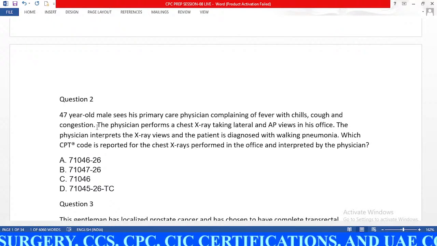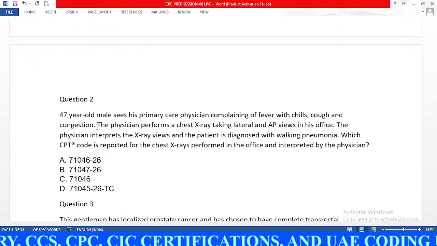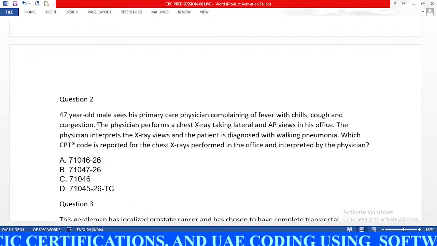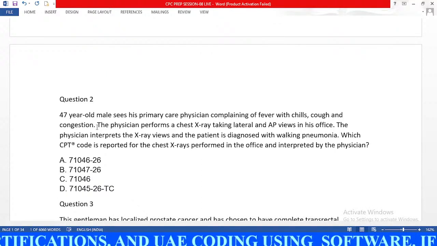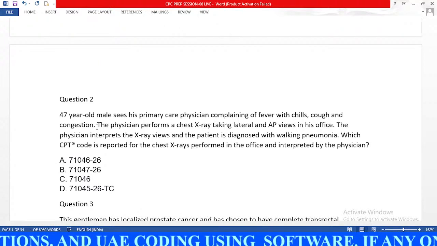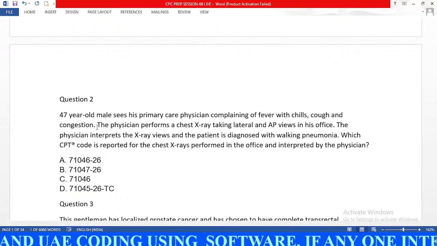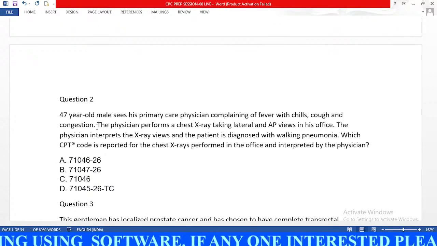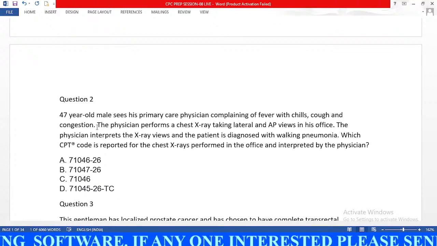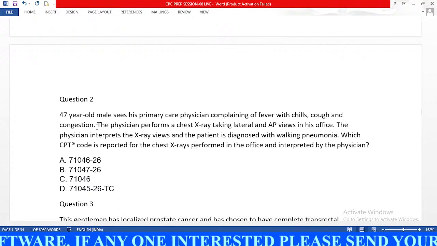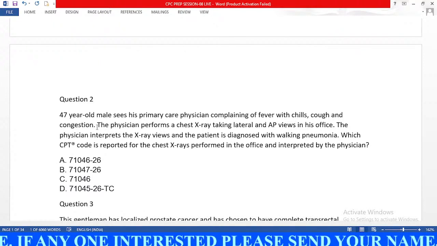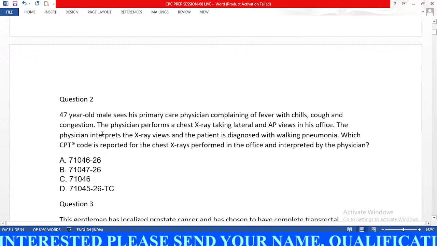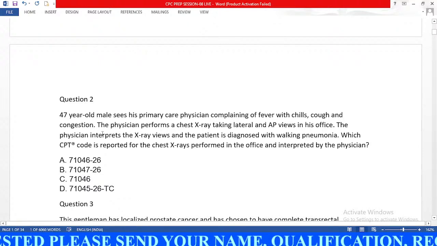Whenever we code any procedure, we need to check the medical necessity. What is the reason for it? As we have LCDs and NCDs while coding. LCD means local coverage determination, and NCD means national coverage determination. For each and every diagnosis code, we need to check LCDs and NCDs. Yeah, great Devendra, you are correct. We need to identify the LCDs and NCDs in order to code properly.